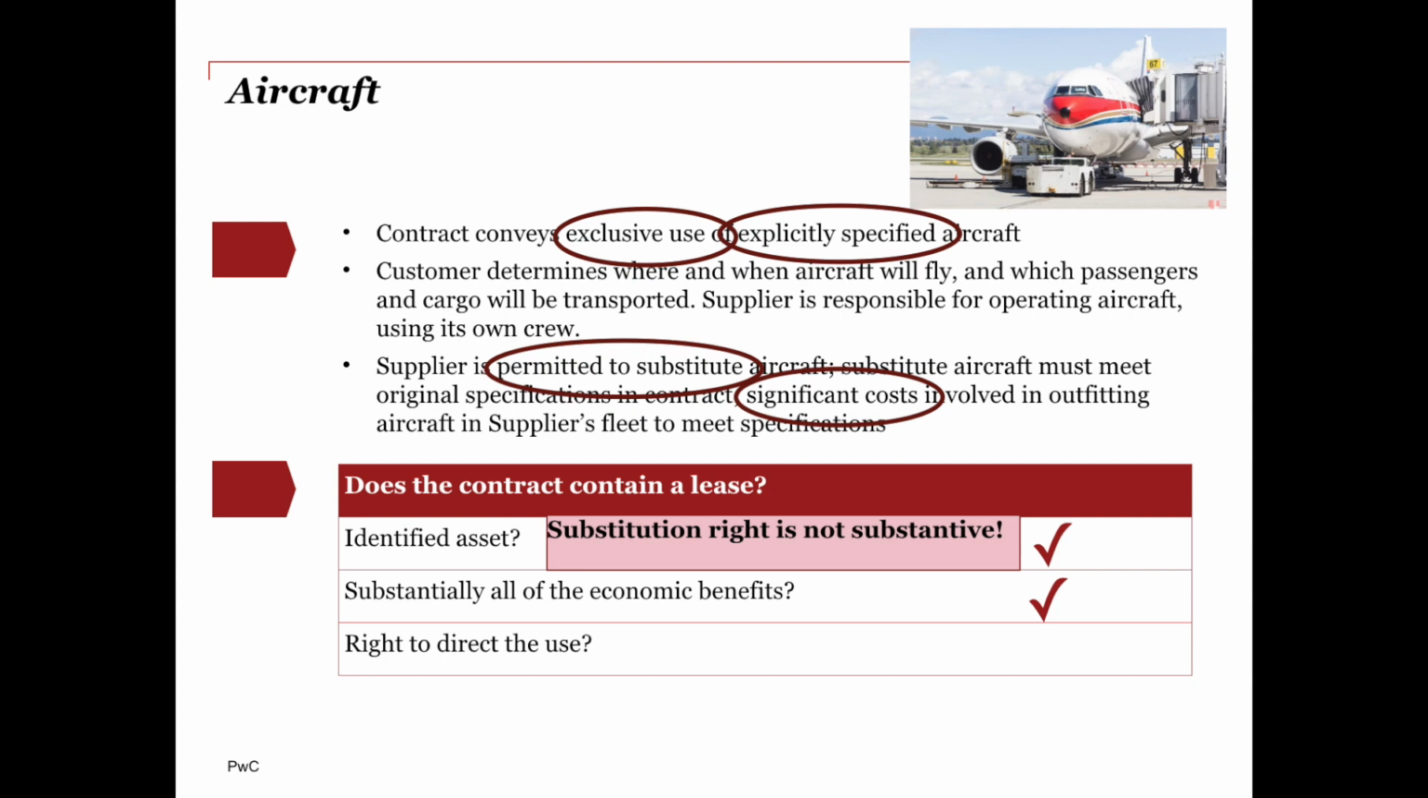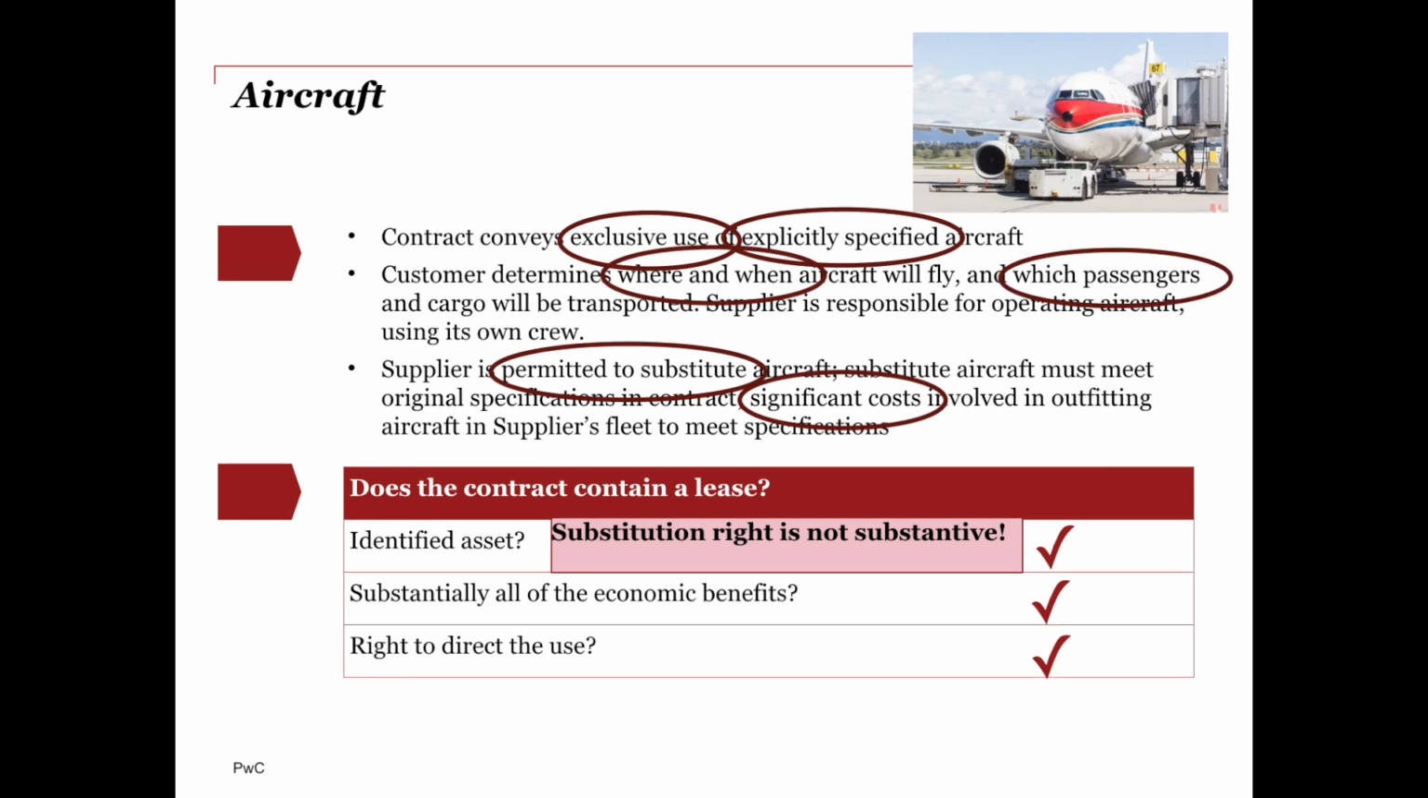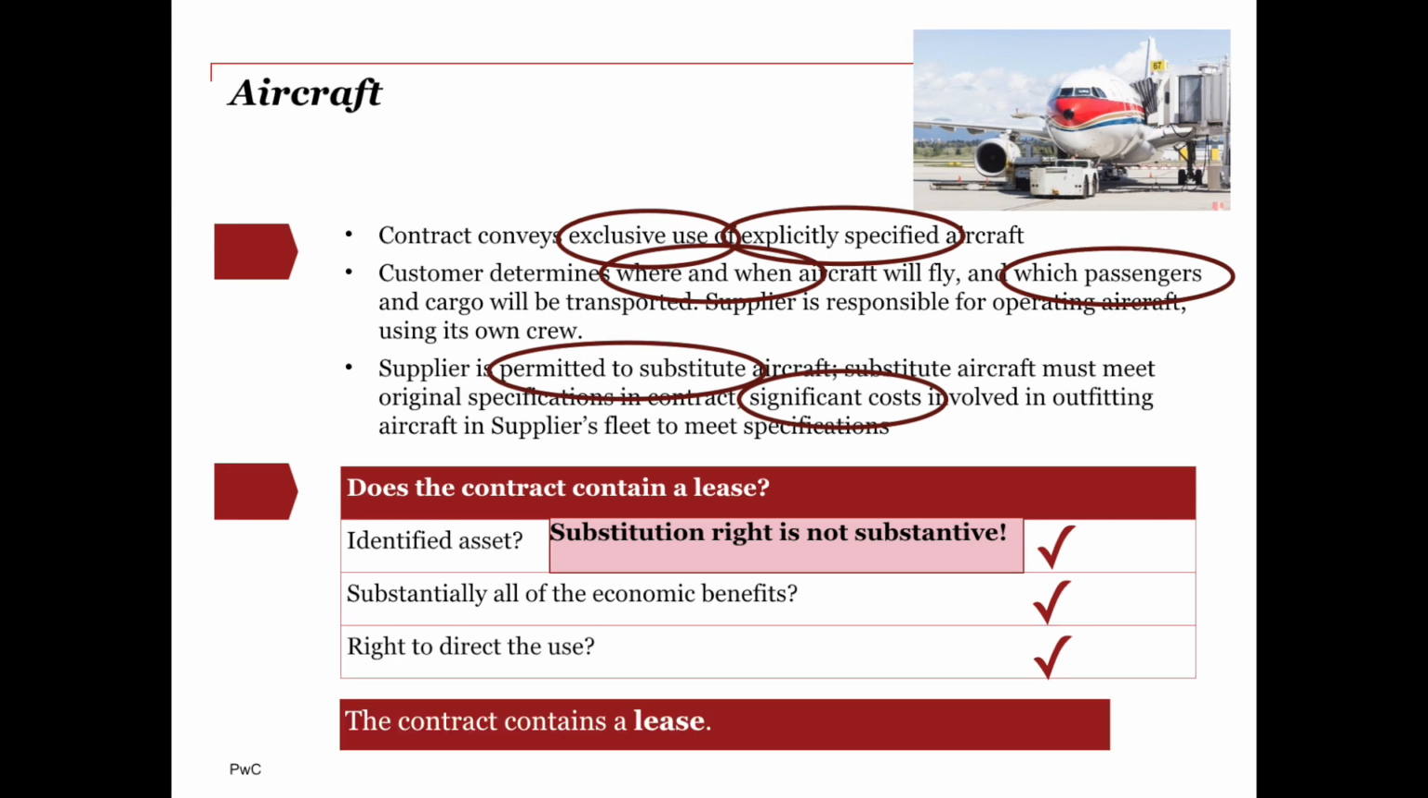Finally, the customer has the right to direct the use of the aircraft throughout the period of lease, as it decides where and when the aircraft will fly and which passengers and cargo will be transported. The fact that the supplier operates the aircraft does not affect the decision, because the right to operate does not grant the right to direct the use of the asset. So as the contract conveys the right to control the use of an identified asset for a period of time in exchange for consideration, the definition of a lease is met.